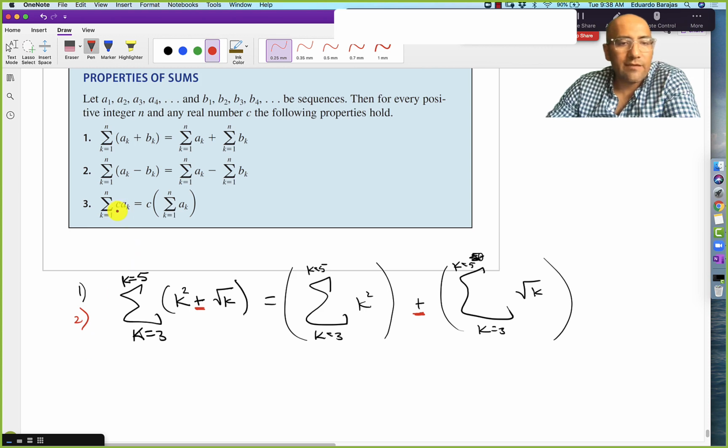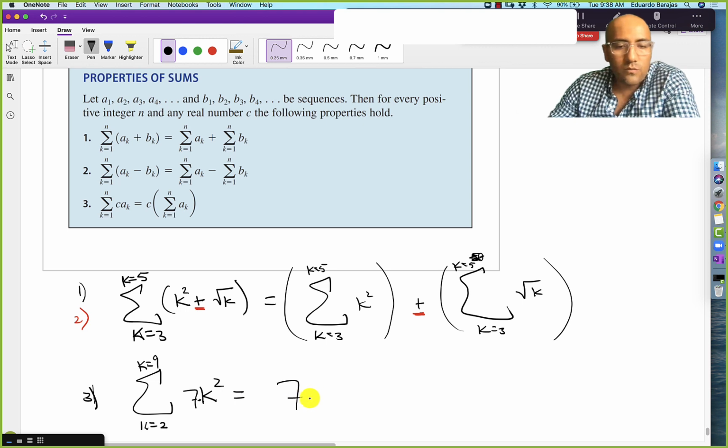And then the last one says that if there's a constant in there, we can just pull out the constant. So the third one is saying, for example, that if I have this, I don't know, k squared, but I also have a 7 there, summation as k goes from 2 through 9. So I'm going to do k equals 2, k equals 3, k equals 4. Okay, so that one is saying, well, there's this constant here that we're multiplying, so we can just put it on the outside and then figure out what this is: k squared as k goes from 2 to k equals 9. Figure out what this is, multiply by the 7, and you'll get the same result as this one.